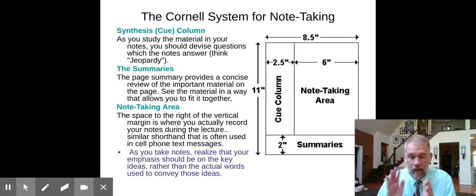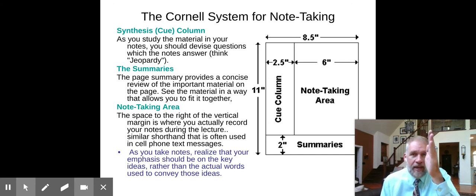So if you look at the slide, you'll see that the page is divided up into sections. So on your left side of the page, there is a small section, about 2.5 inches, about the length of your little finger. If you're using notebook paper, it has that little pink margin line. Don't use that. That's too small. A little bit more, about 2.5 inches.